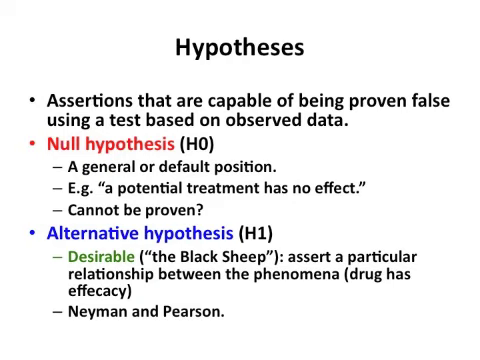And the null hypothesis is a choice of general or default position. Okay? For example, when we develop a new drug, the FDA will define H null as the default, the non-hypothesis. Okay? The FDA's H null is that the drug has no effect.